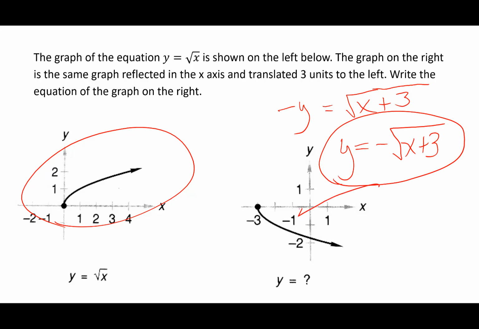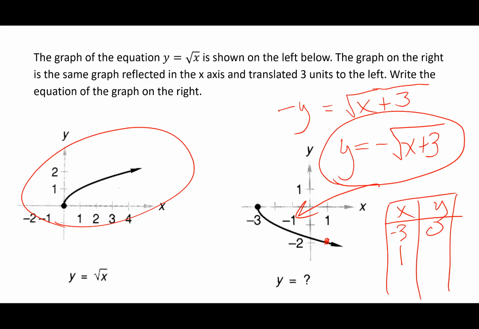All right, so this would be the equation of that function, and you can see if you just plug in a couple of points there for x and y that this really is true. If you put in negative 3 for x, negative 3 plus 3 is 0, so negative square root of 0 is just 0. If you put in, say, 1 for x, then 1 plus 3 would be 4. Square root of 4 would be 2, so it would be negative 2. So 1, negative 2 is on that graph. So you can see that this actually does represent what's happening here.